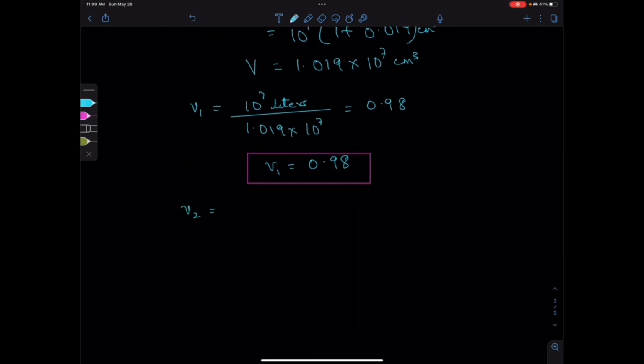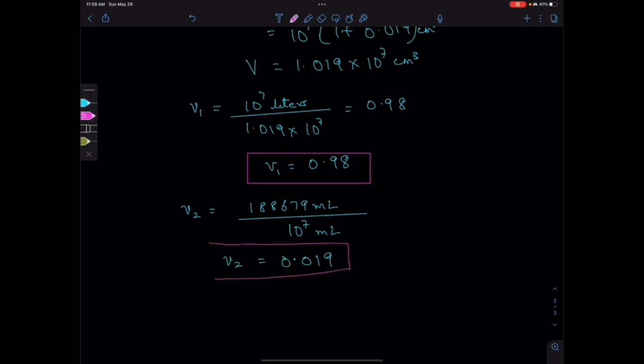So V2 is the volume of polystyrene, which is 188,679 milliliters over the total volume, which is 10 to the power 7 milliliters, and that is 0.019. So V2 is 0.019.